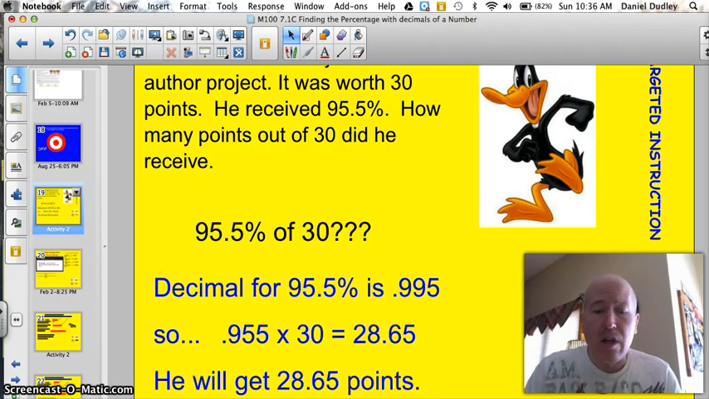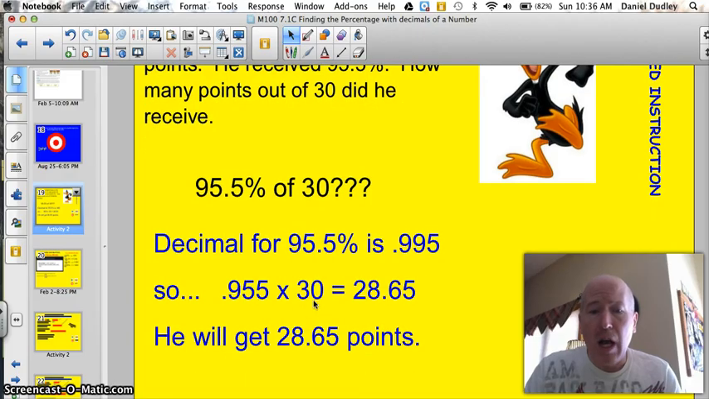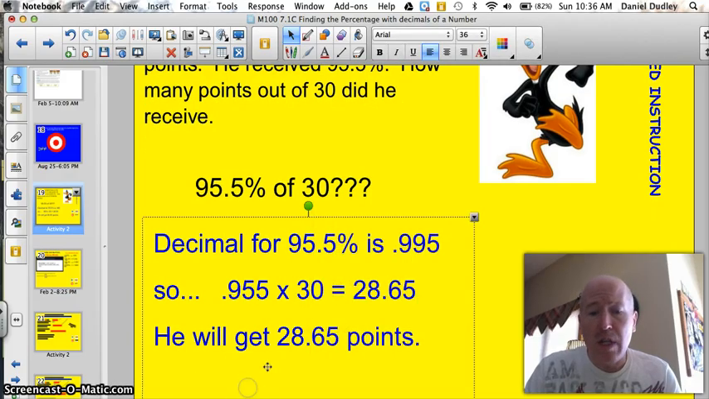We'll be using our calculator a lot in this lesson, so make sure you have one ready. Zuri would get 28.65 points on that assignment.